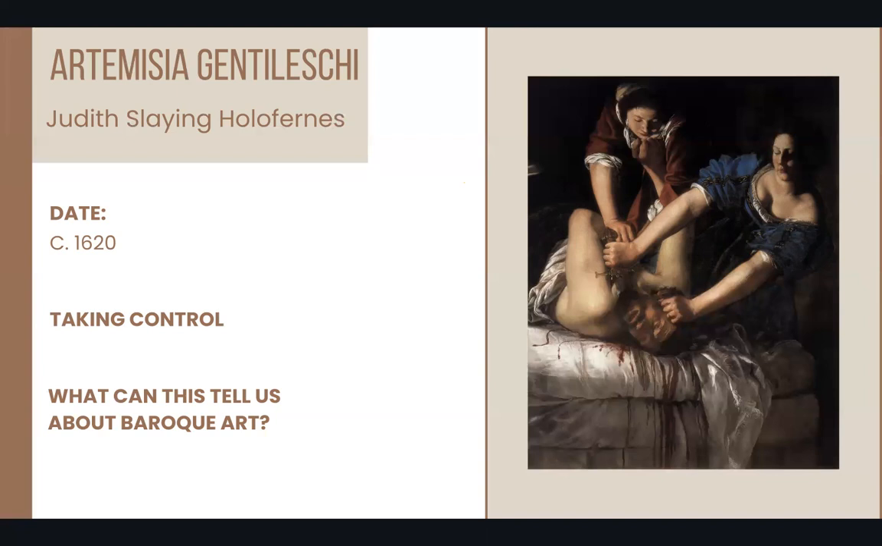We can also see they're in contemporary clothes. This was very common throughout art history. You wouldn't necessarily paint them in historically accurate garb, but instead in garb that you would see people walking around in a court or on the street. And so again, this is Artemisia taking her power back and saying, you know, bad things happen, but we are in control of our own destiny.